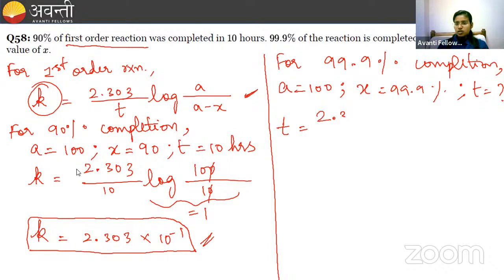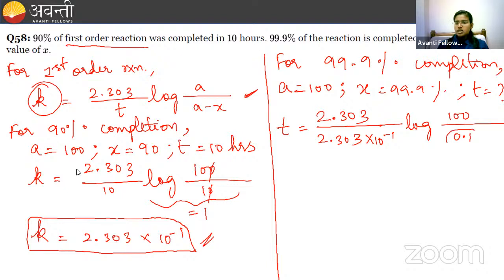So T is 2.303 divided by K, which is 2.303 into 10 to the power minus 1, into log of 100 by 100 minus 99.9, which is equal to 0.1. And that 0.1 can be written as 10 to the power minus 1. And here this 100 can be written as 10 to the power 2. So if I take this 10 to the power minus 1 to the numerator, it will be 10 to the power 3. So the answer will be log of 10 to the power 3.